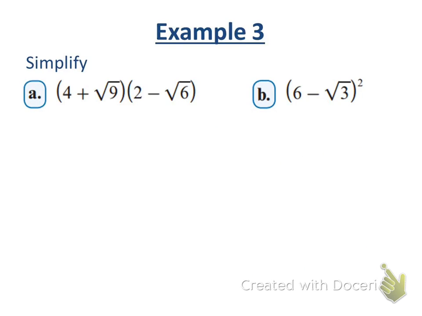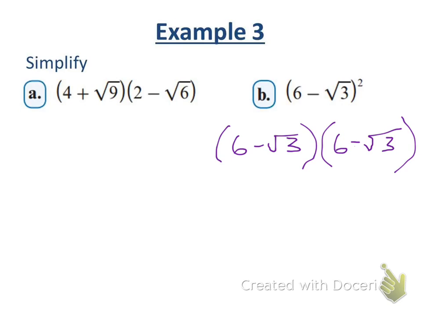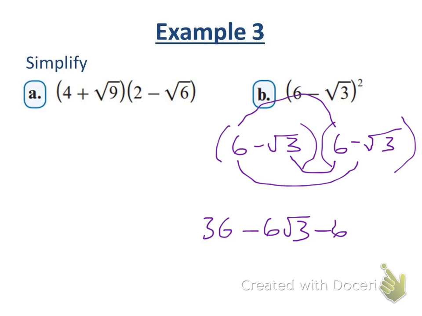This case we can't, right? So I need to multiply 6 minus the square root of 3 times 6 minus the square root of 3. That's what it means to square something. 6 times 6 is 36. It's minus 6 square roots of 3. There's another minus 6 square roots of 3. Negative times negative is positive square root of 9, which we could go ahead and write as 3, right? So that's 36 plus 3 is 39.